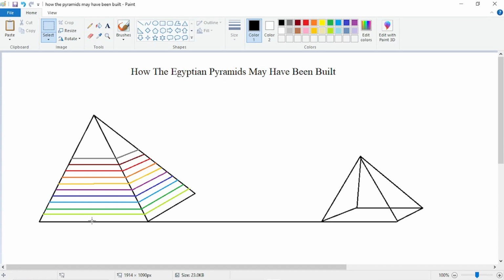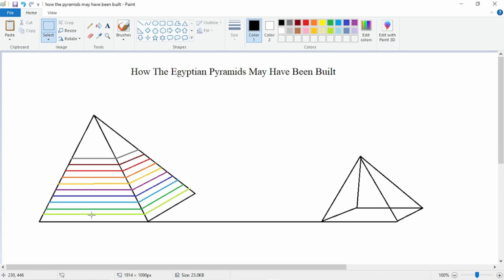Alright, so this is the mountain. This isn't here yet. This is where it's gonna be. This is like a three-dimensional representation of the final pyramid that you're going to be building.